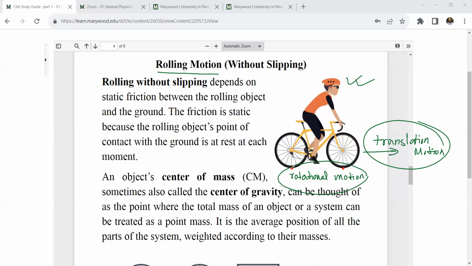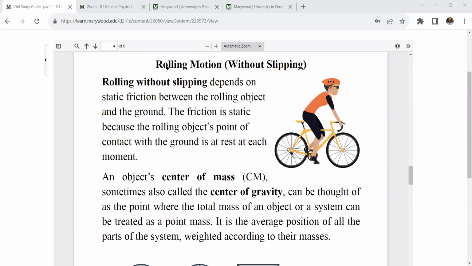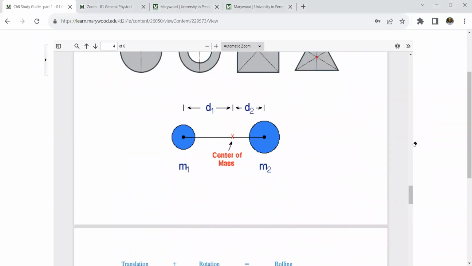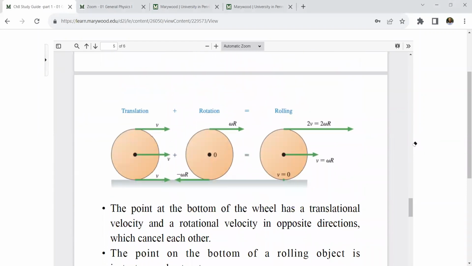If there is enough static friction, then it should be rolling motion without slipping. If not, then it will be sliding motion, which we are not interested in here. Okay, so here I talk about the center of mass a little bit, but you already know from the last chapter. In chapter 7, we already talked about the center of mass, so I'm not going to talk about it here. Okay, so let me come back to here.